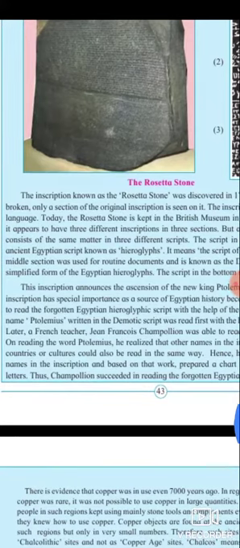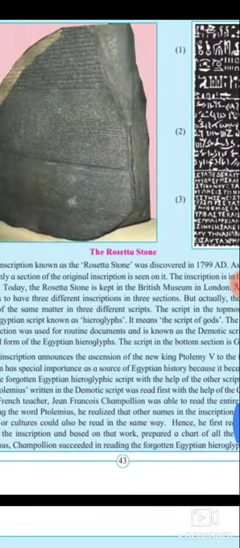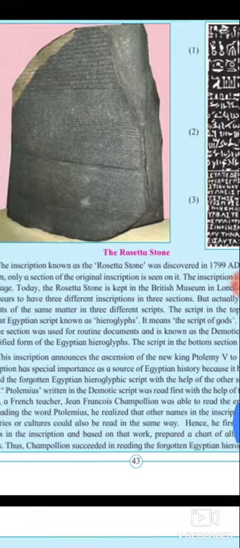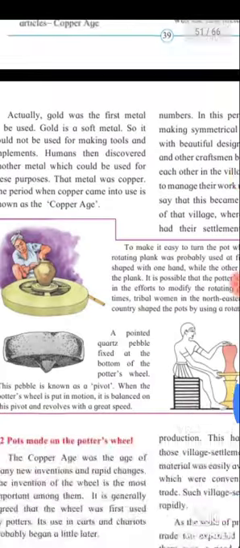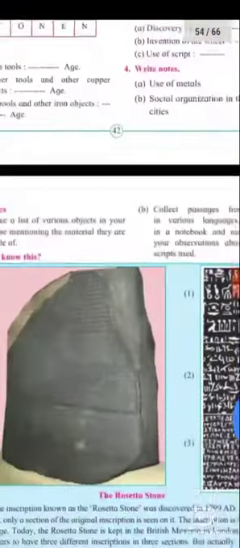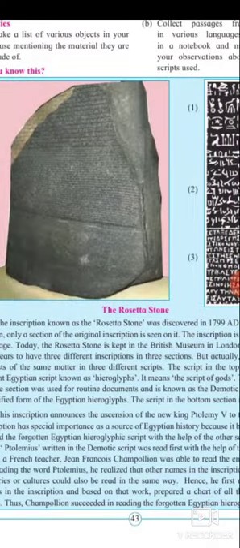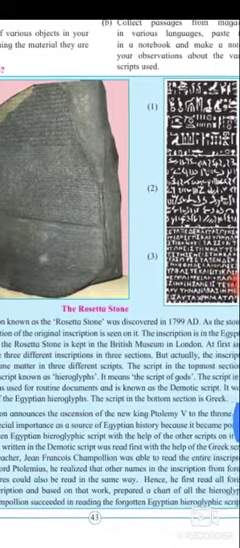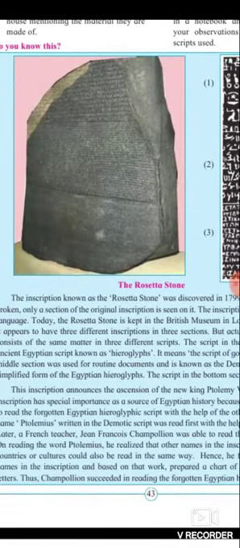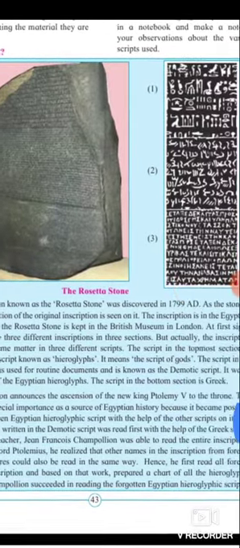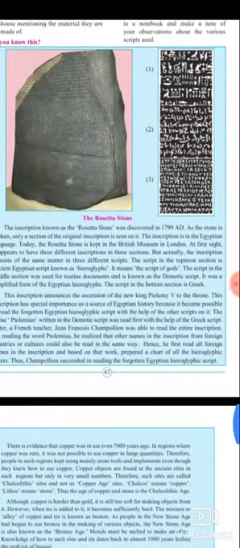Okay, there are the 3 scripts described on the stone. The first one is in hieroglyphs, and that means a script of gods, the second one is in routine documents, and the third one will be in the Greek language.